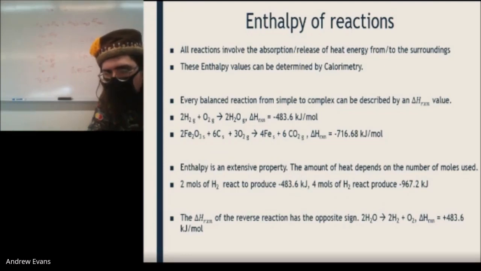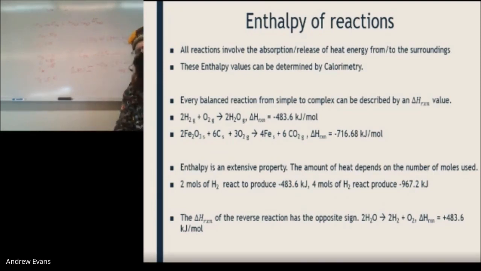Now, enthalpy is an extensive property, meaning the amount of heat will depend on the amount of molecules you use, which is a good thing. So if I use 2 hydrogens, I get 483. If I use 4 hydrogens, I get 967. So if my room isn't hot enough, I throw another log onto the fireplace. If I need to heat up the grill even more, I throw some more charcoal onto there. It produces more energy when I do that, so I can produce higher heats.